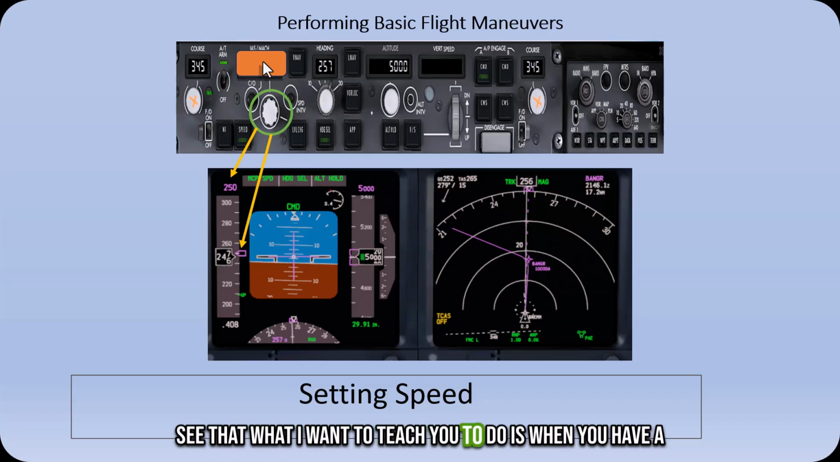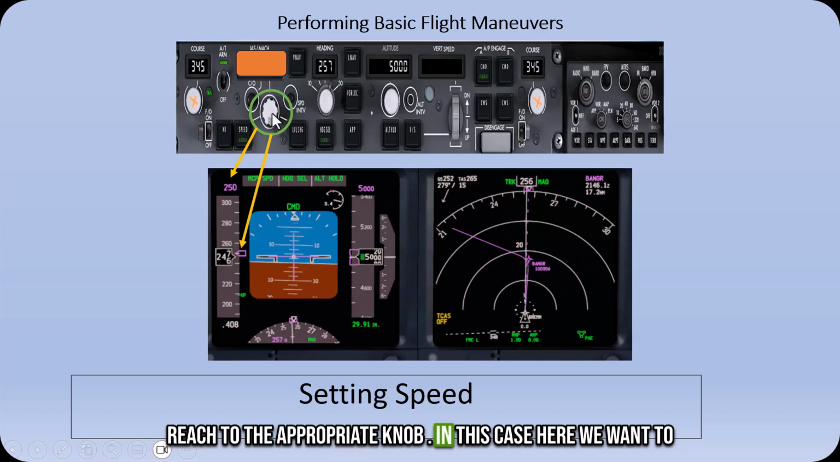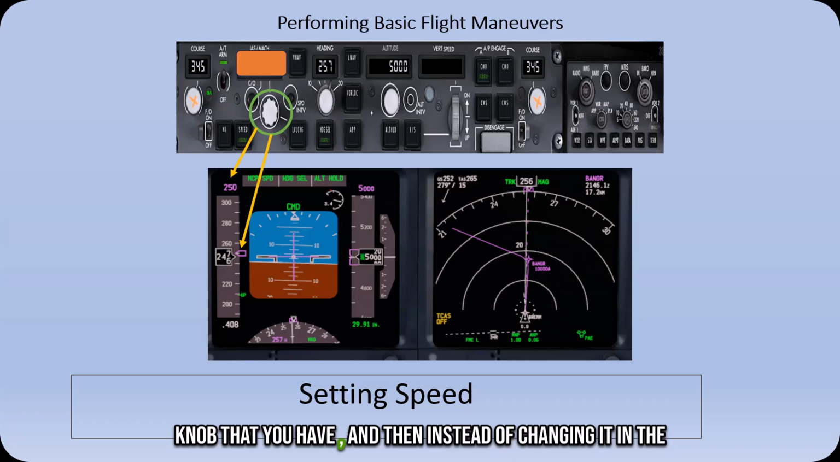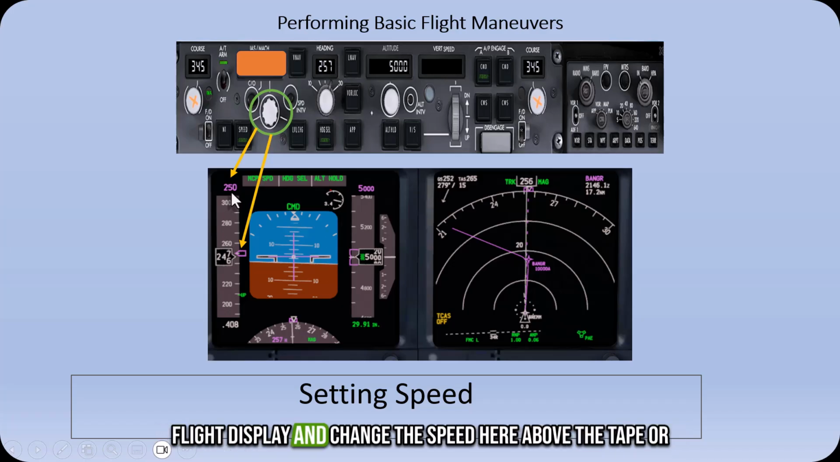What I want to teach you to do is when you have a speed change and you're operating in the lower level of the mode control panel, that what I want you to do is first reach to the appropriate knob. In this case here, we want to reach to the speed knob here and make sure that it's a speed knob that you have. And then instead of changing it in the window, look down on the primary flight display and change the speed here above the tape or here on the indice, not in the window.